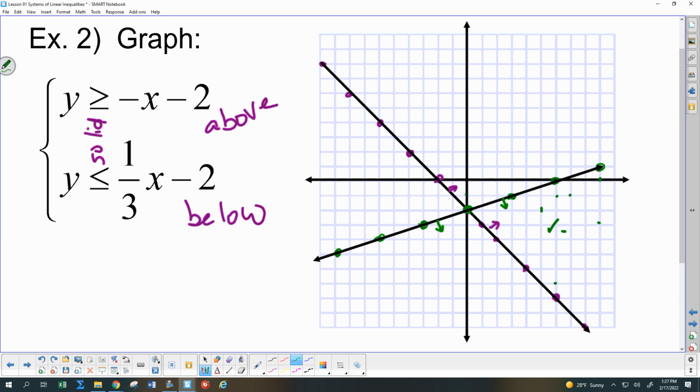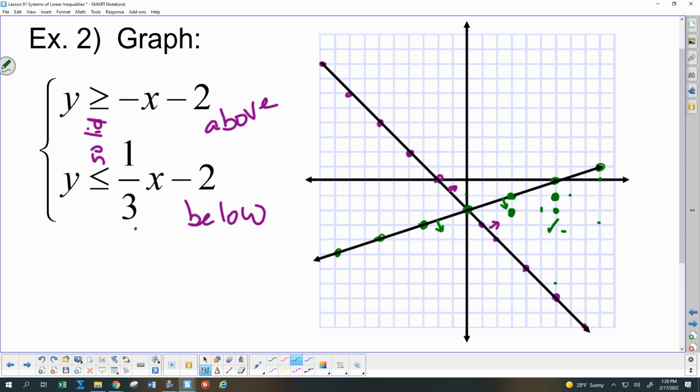I cannot pick something like 3, -1 because it is on one of the lines. So maybe I want to pick something with an x that's going to be nice for the second one, a multiple of 3. So I could do 3, -2. I could do 4, 5, 6, -1, 6, -2, 6, negative something else.